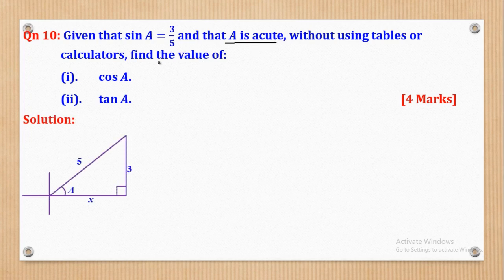So from SOHCAHTOA, sine is equal to opposite over hypotenuse. Therefore, if this is the angle, the opposite will be where the angle is facing, and the adjacent is this side without the right angle sign. They told us sine is equal to 3 over 5, meaning that 3 is the opposite and 5 is the hypotenuse.